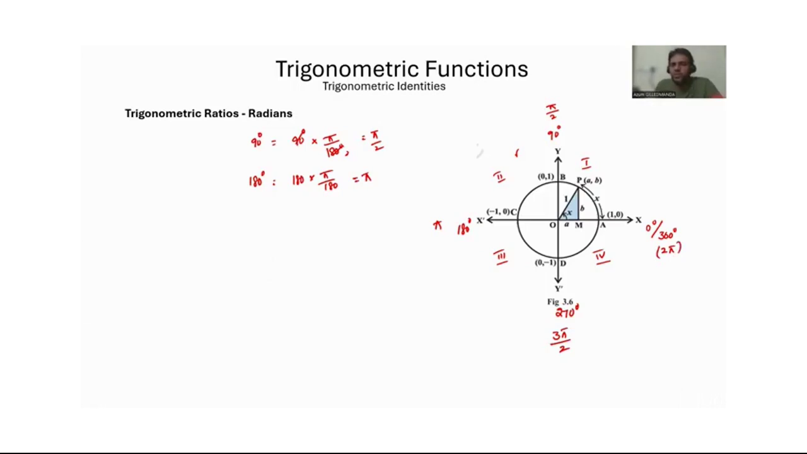Following, right? So in the quadrant plane, we have indicated what the different angles in each quadrant are: 0, pi by 2, pi, 3 pi by 2, and 2 pi. Now look at this triangle here, triangle OPM. It's a right angle triangle, right?